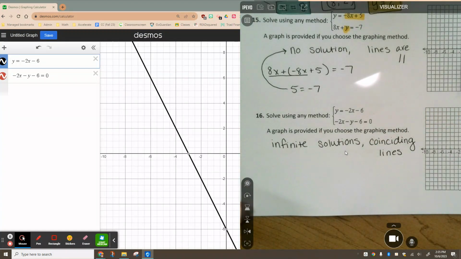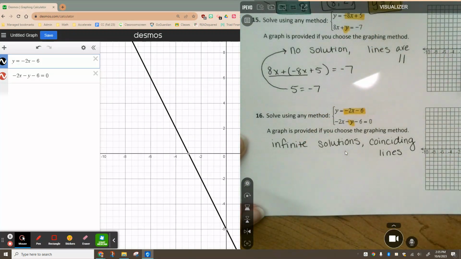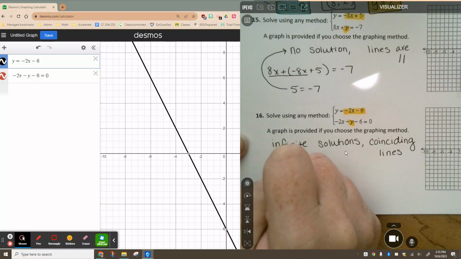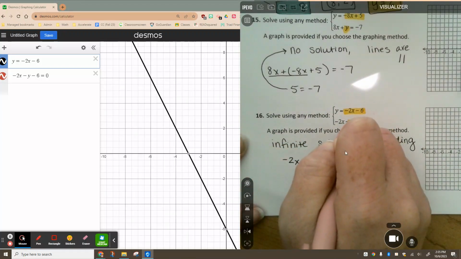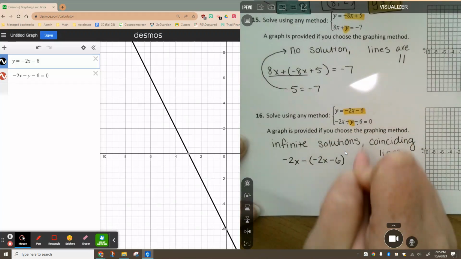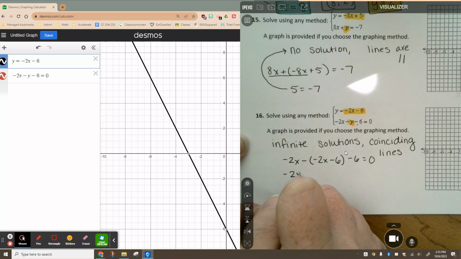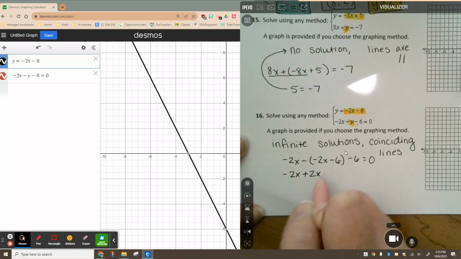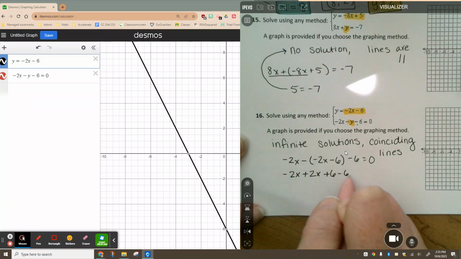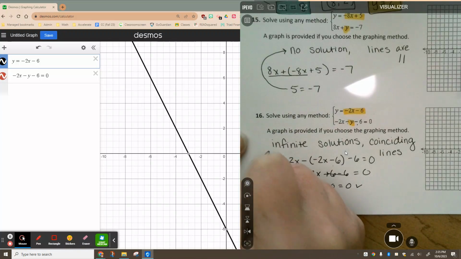And just to show what would happen with substitution, if I were to take this and plug that in for y, we would have negative 2x minus, because that is a minus y, and then negative 2x minus 6, and then we have this minus 6 equals 0. This negative would change the signs of everything in parentheses. So we have negative 2x plus 6 minus 6 equals 0. These cancel, and we're left with 0 equals 0, which gives us infinite solutions.